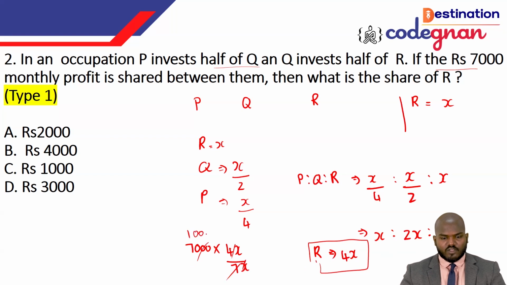It will give you 1000 here, and 1000 times the 4, the value is 4000. So option B is the correct answer, guys. So this is how we're going to solve this particular question. I hope you understand about this one.